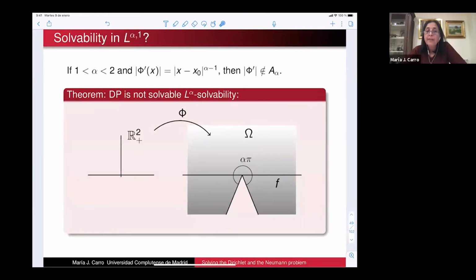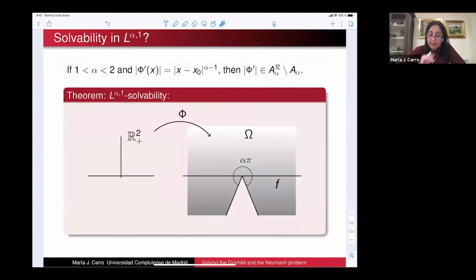Let us see this in the example that I have given you before. When the aperture alpha was strictly bigger than 1, we said that the Dirichlet problem is not solvable in L alpha because phi prime is not in A alpha. But it turns out that it is in the restricted class A alpha R. And therefore, since this happens, we can say that the Dirichlet problem in this domain here is solvable in the Lorentz space L alpha 1.